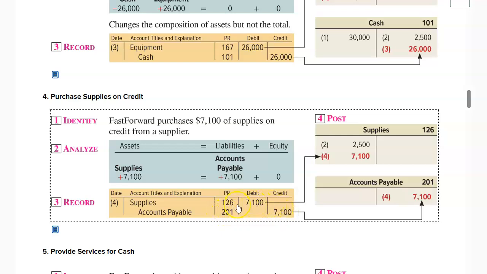So $7,100 debit to supplies, and there it is. A credit of $7,100 to accounts payable over here. Opposite sides of the equation. As supplies went up on the debit side, accounts payable went up on the right side. Supplies are assets, accounts payable is liability. And then the posting reference column in the journal is going to have the account numbers.